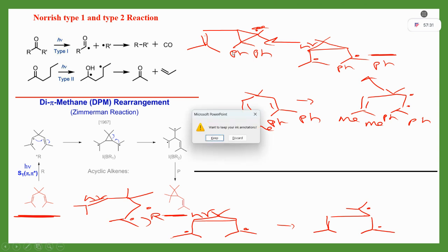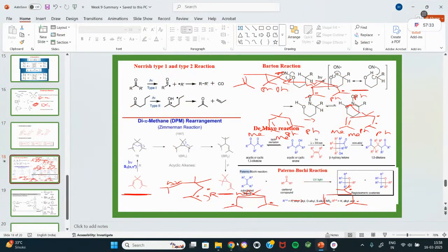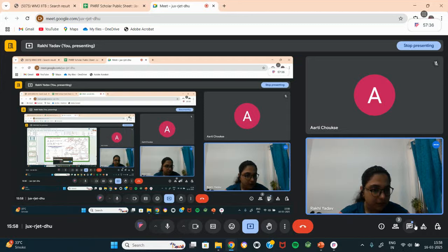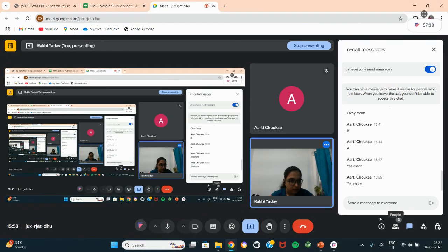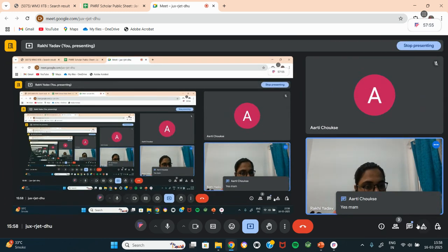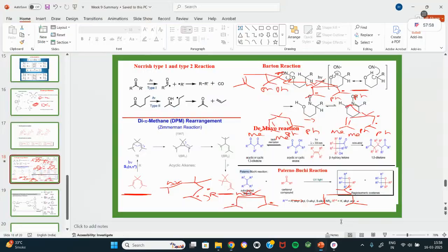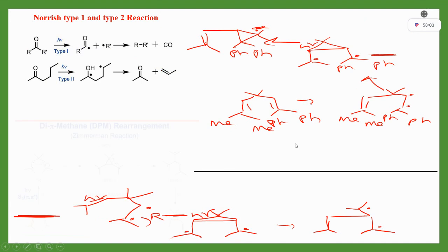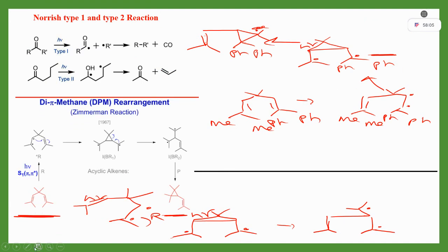Yes or no? Di-pi-methane rearrangement. If you have any doubt, you can ask me. Understood, na Aarti? Okay, so let me erase all this.